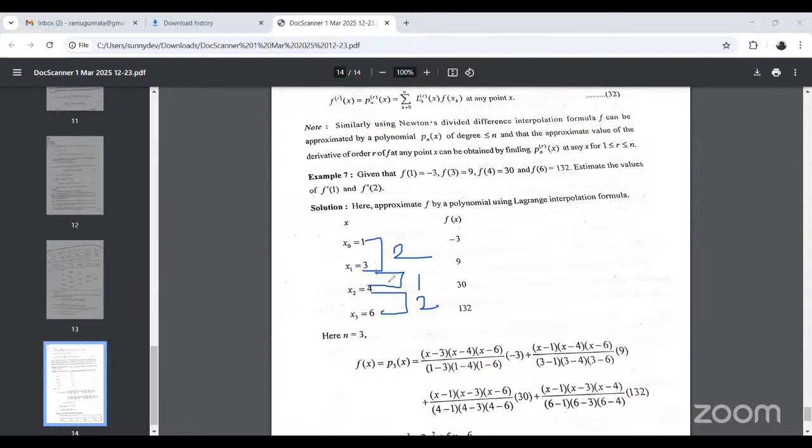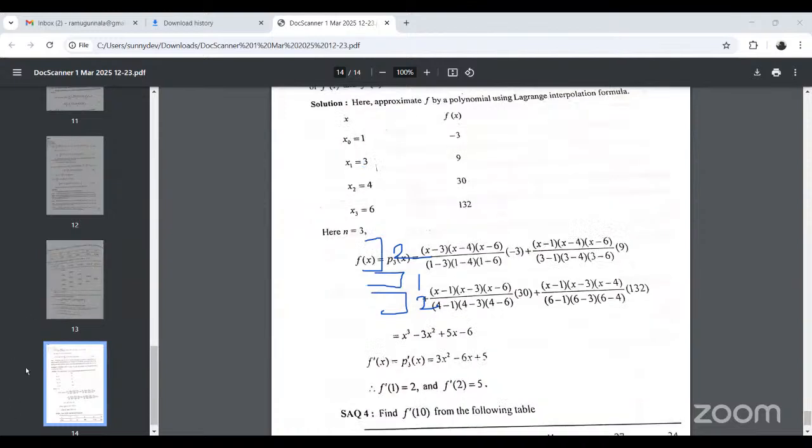So remember one thing: when it is Lagrange, it means unequal intervals. So we can find it using the Lagrange interpolation formula. Okay, understood? So this is the formula we just discussed.